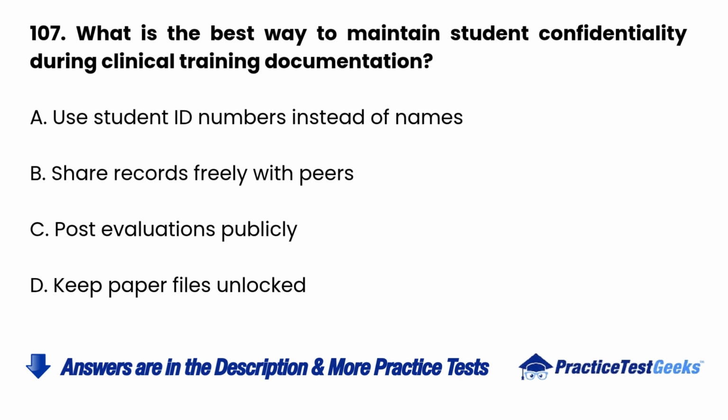107. What is the best way to maintain student confidentiality during clinical training documentation? A. Use student ID numbers instead of names. B. Share records freely with peers. C. Post evaluations publicly. D. Keep paper files unlocked.